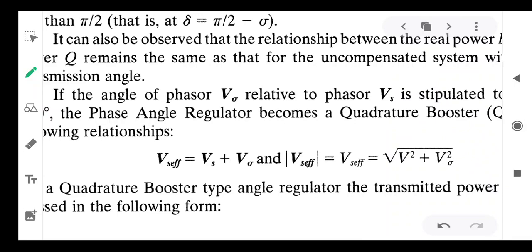This is the effective voltage, Vs effective equal to Vs plus V sigma, and Vs effective is equal to square root of V square plus V sigma squared. This is the quadrature boost type voltage regulator. The transmitted power you have already seen in the previous slide. So this is the quadrature booster.